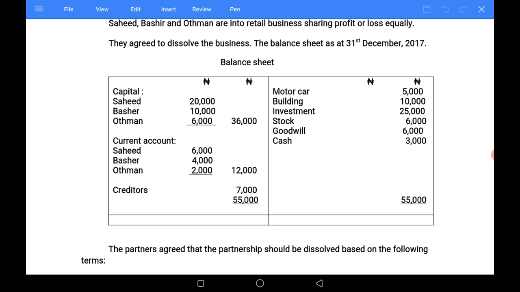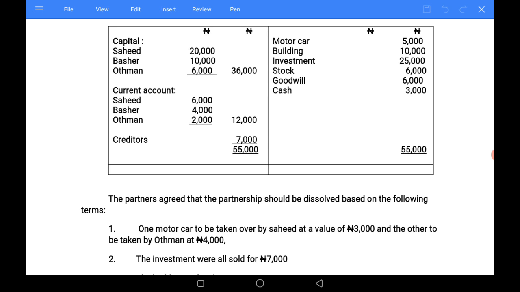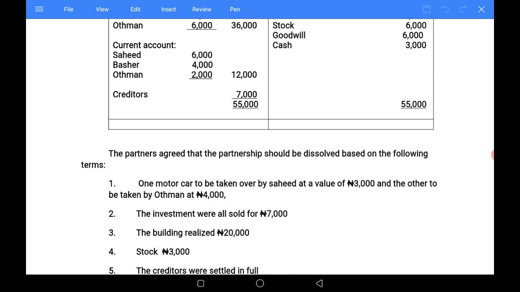Balance sheet. We have the capital. The capital of Saeed was 20,000, Bashir 10,000, Othman 6,000 naira, the capital totaling 36,000 naira. We have the current account of Saeed 6,000, Bashir 4,000, and Othman 2,000, totaling 12,000 naira, and the creditors worth 7,000 naira. Then we have the assets. Motor car was 5,000 naira, building was 10,000 naira, investment was 25,000 naira, stock 6,000 naira, goodwill 6,000 naira, the cash was 3,000 naira.